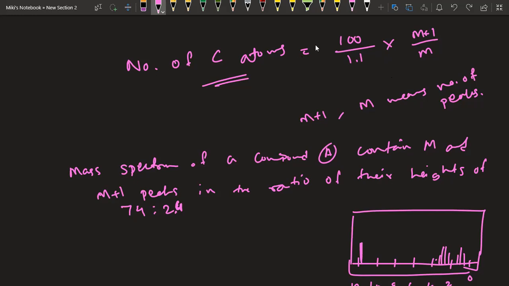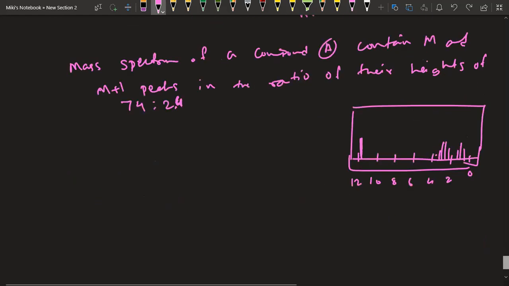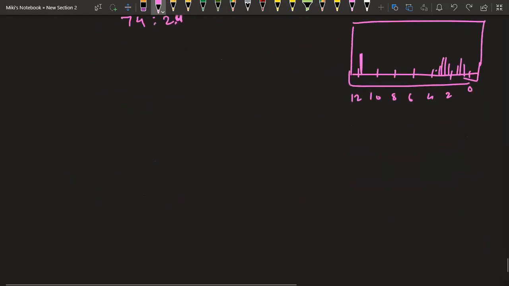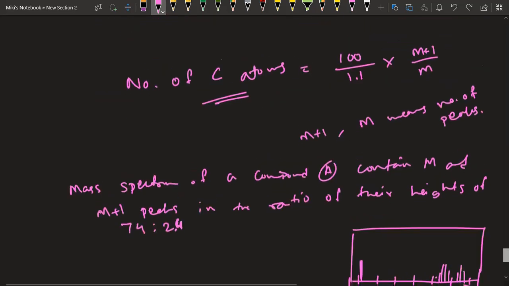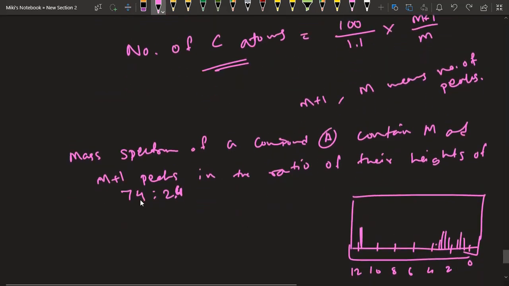So let's try to solve this question from here. Now, using the above formula, what is the number of carbon atoms present here? We can see the M and M plus 1 ratio is given. So in which format is this ratio given? It says it contains M and M plus 1 peaks. So that means the first one is M, the second one is what? M plus 1.